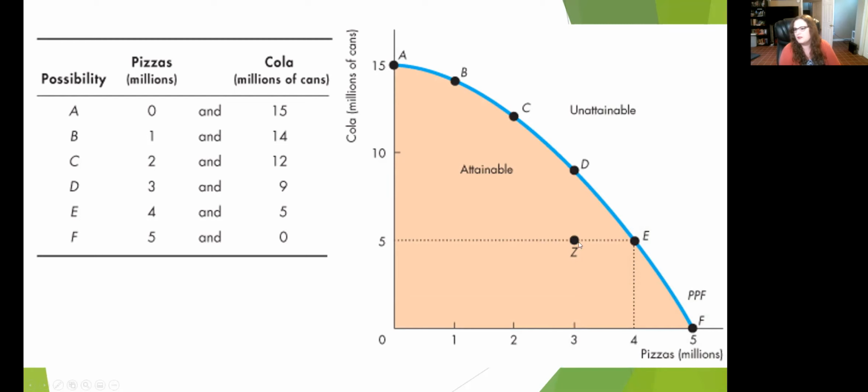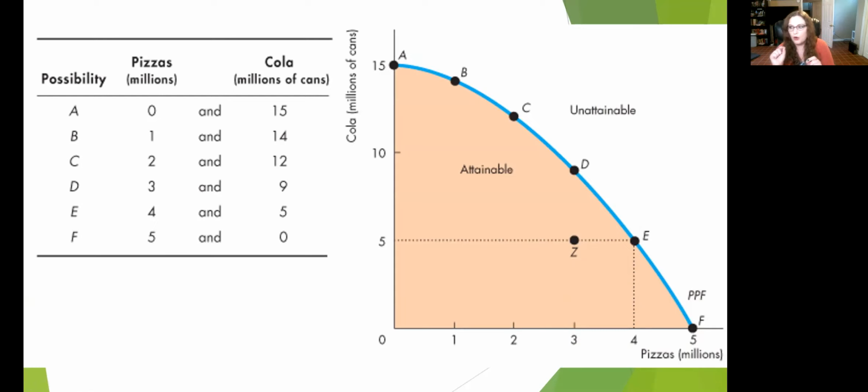For example, I have Z right here. Z is located at 3 million pizzas and 5 million colas. I can absolutely make that. I can technically make more though, right? Because if I'm making 5 million colas, well, 3 million pizzas, that's not using all of my resources. If I use all of my resources, I can continue out to point E right here where I'm making 4 million pizzas with that 5 million sodas.